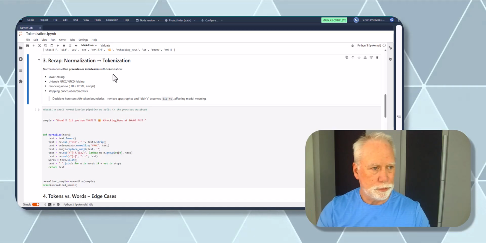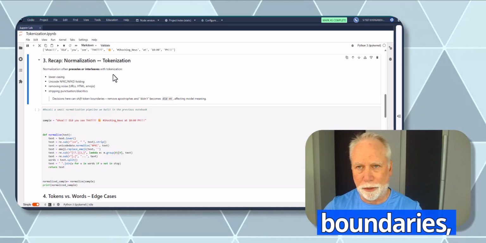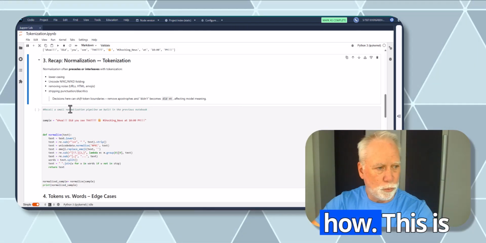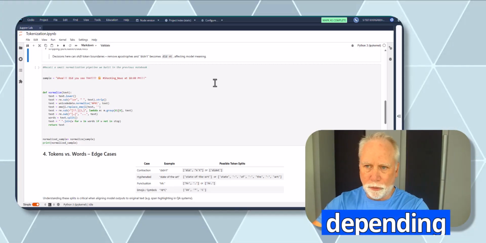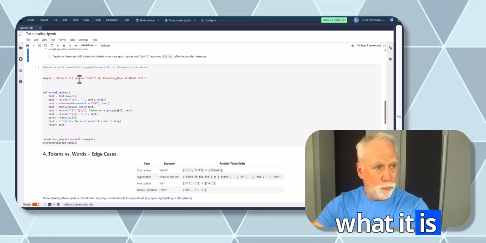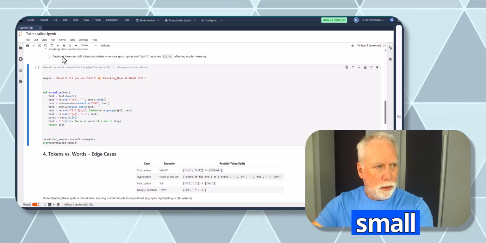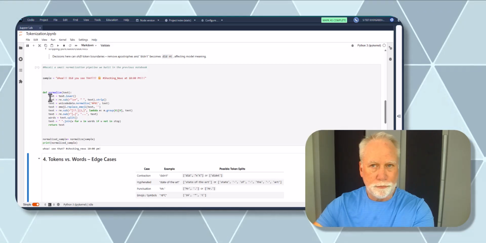Strict punctuation, and so you can shift the token boundaries, you can move apostrophes, and decide how you want to do that. This is going to matter more depending on your model and what it is you're trying to do, right? And so remember, we had this small pipeline here, where we had normalized in the last notebook.